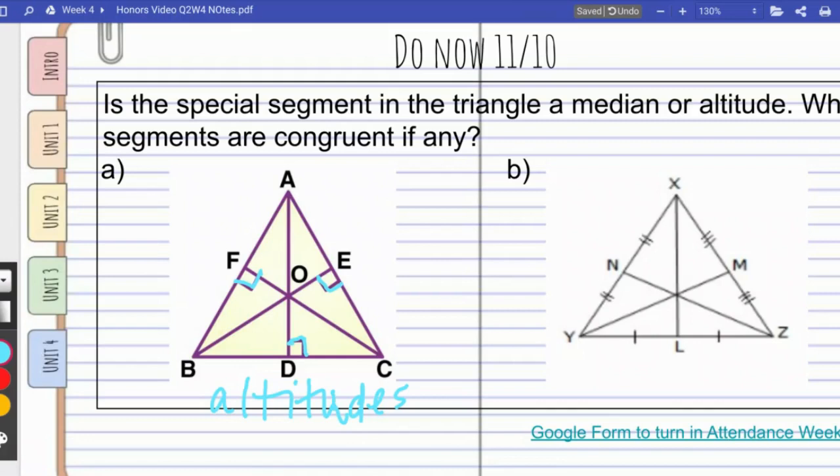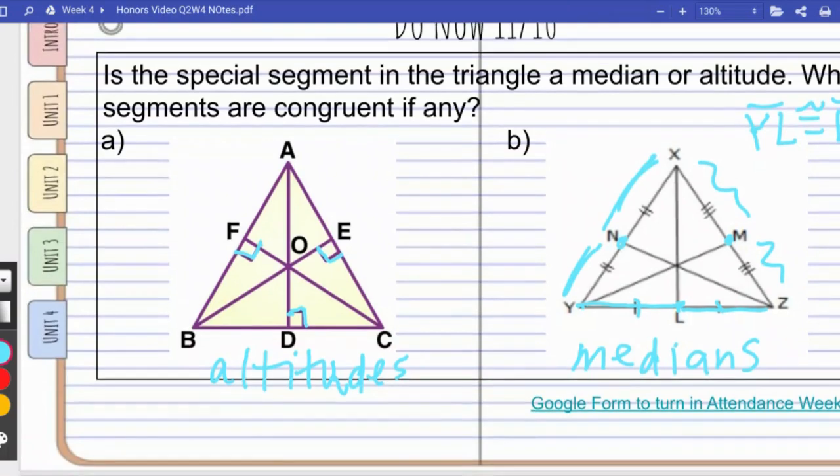Over here, you can clearly see that N, M, and L are midpoints because of these tick marks. So that means that those segments XL, YM, and ZN are medians. Now we could write out all the congruent pieces. I'm just going to do one part, YL and LZ. So line segment YL is congruent to line segment LZ. And you've got XM and MZ, and then NY and XN. I'll let you write all those down.